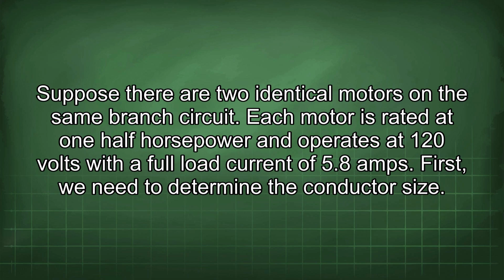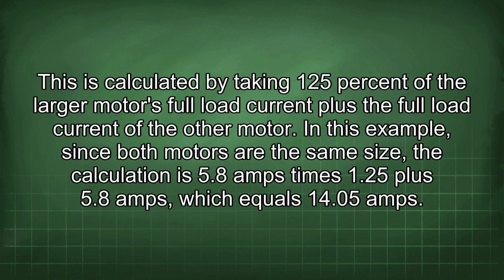First, we need to determine the conductor size. This is calculated by taking 125% of the larger motor's full load current plus the full load current of the other motor. In this example, since both motors are the same size, the calculation is 5.8 amps times 1.25 plus 5.8 amps, which equals 14.5 amps.